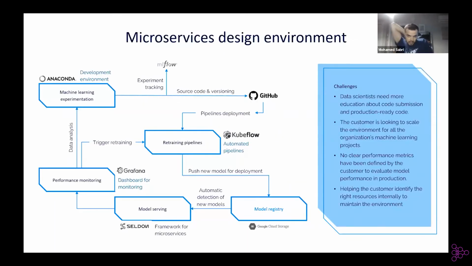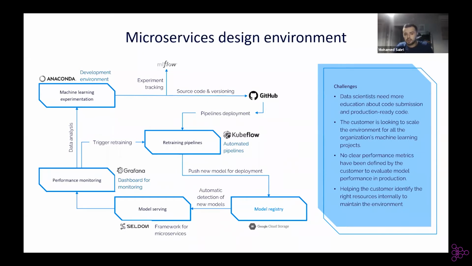This is the typical microservice design environment that will be pure open source. Here, for example, we have Kubeflow, which we will see today for automated pipelines. You can use GitHub with GitHub Actions. You usually need a model registry, which can be Google Cloud Storage, or you can even use MLflow for your model registry.